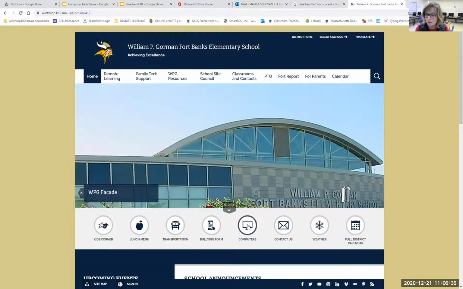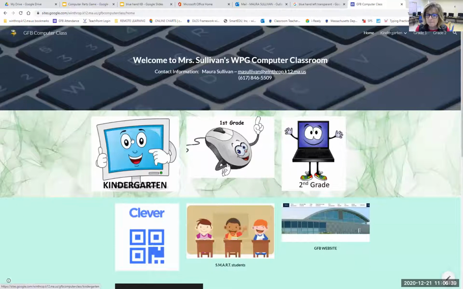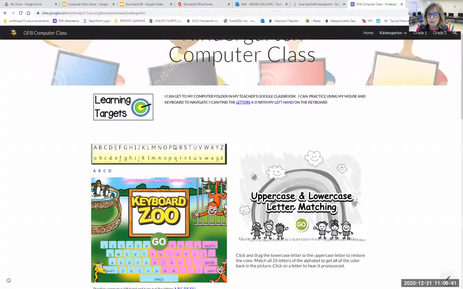And then we're going to go to our computer button. And we're going to click on kindergarten. And when we do that, boys and girls, you will see your learning target today is to try to practice using your mouse and your keyboard to navigate. And we're starting our next unit on letters. So we're going to be working with keyboard letters A through D, and we're going to be using our left hand to do that. And then I have a matching game with upper and lowercase letters.